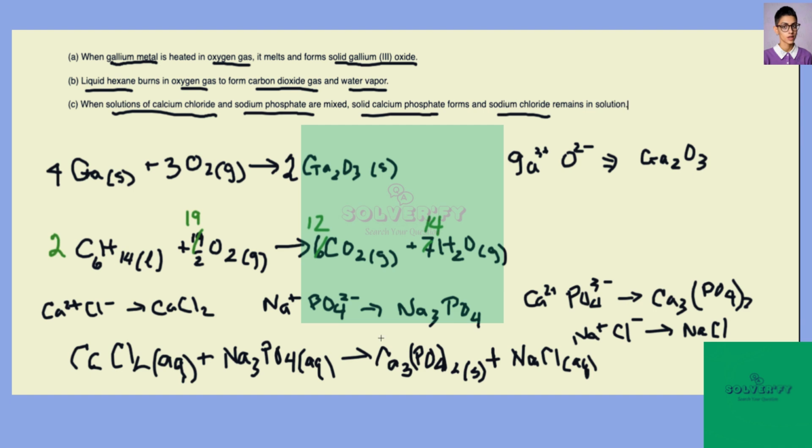And when we look to balance, we'll start with our calciums. There are 3 calciums. So I'm going to put a 3 here, which makes 6 chlorines. So 6 here, and a 2 here to balance the sodiums and phosphates.